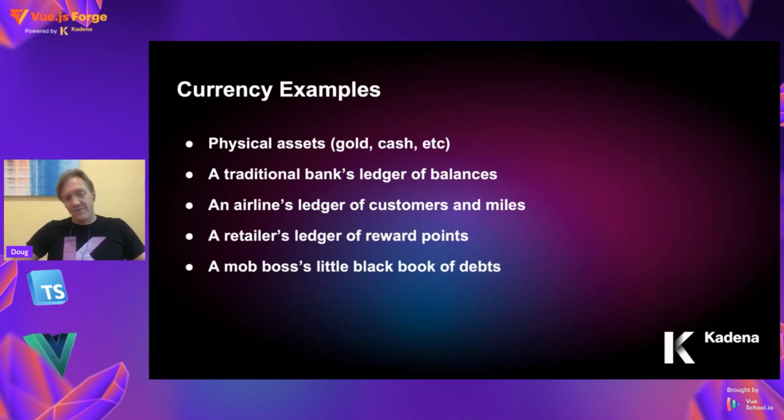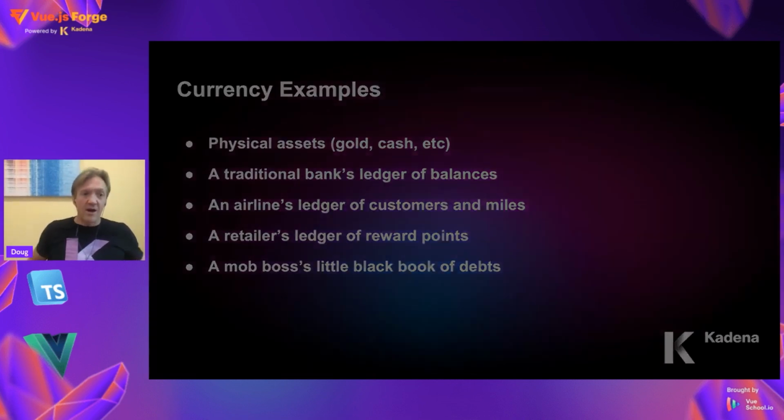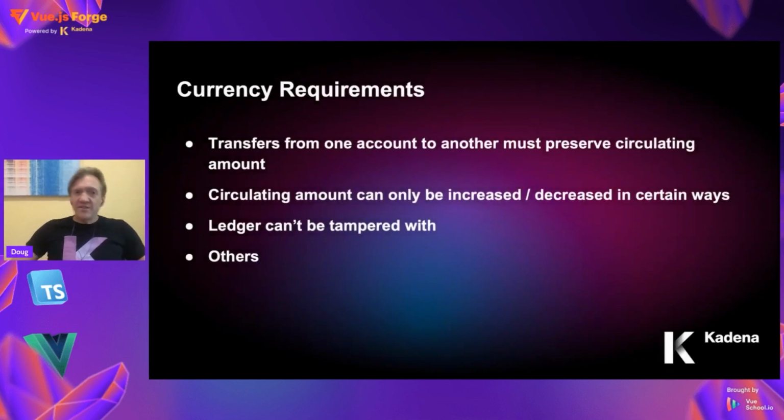And Bitcoin came along and realized that it's really just a ledger. So what are the requirements? There's a few things, and if you take my mob boss flexible definition of currency, maybe not all of these requirements are strictly required all of the time, but some of the things that we expect out of currencies are that transfers from one account to another have to preserve the circulating amount. We usually aren't creating new currency when that happens. And we also usually have restrictions on how the circulating amount can be increased or decreased.